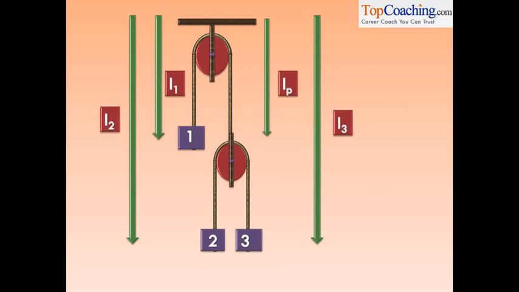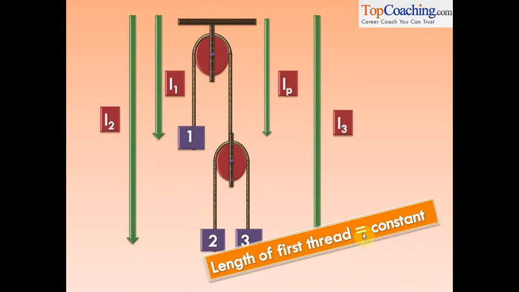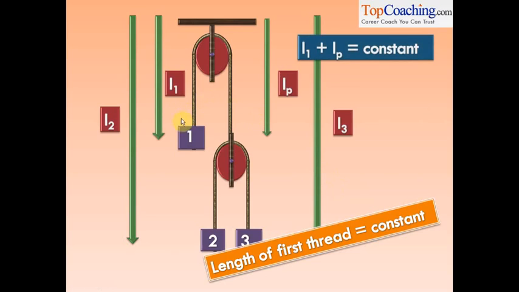Now we will apply the thread constraint. The thread constraint says that the length of a single thread which is inextensible is constant. Which thread length is constant here? This thread length is constant here. The thread that joins mass M1 to the movable pulley is one single thread. Its length is constant. So we can say that the length of the first thread equals a constant, or L1 plus LP equals constant, isn't it? The distance of mass 1 from the fixed point plus the distance of the pulley from the fixed point is equal to the length of the first thread, which is constant. So that is the first thread constraint equation here.